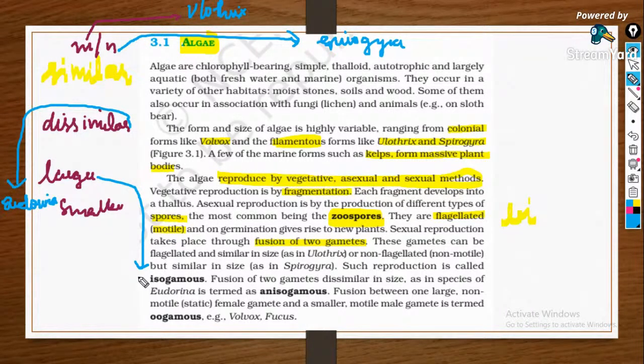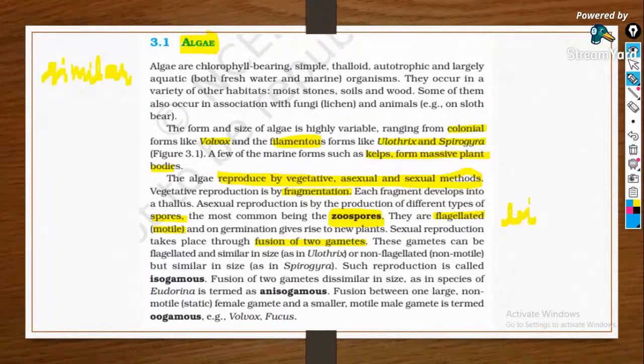So anisogamy occurs in case of Eudorina. Oogamy occurs in case of Volvox, Fucus, and Polysiphonia. Isogamy occurs in case of Ulothrix and Spirogyra. Ulothrix is motile and Spirogyra is non-flagellated and non-motile. Anisogamy in Eudorina and then oogamy in case of Volvox. All the definitions of isogamy, anisogamy and oogamy are there in NCERT.